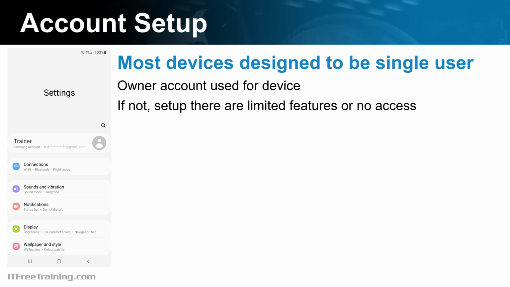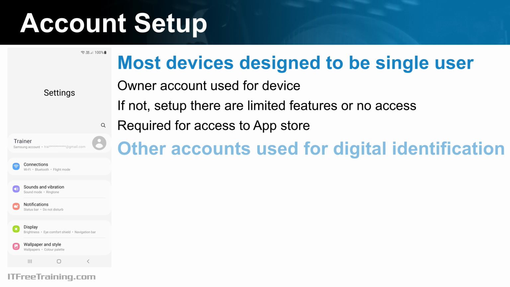The mobile device may also have other accounts used for digital identification. These are different from the main account, as they are used for extra services that are not part of the core mobile phone features. For example, they may allow you to access Microsoft 365, Google Workplace, or iCloud. These accounts are often used to access online features and sync data to and from the device.